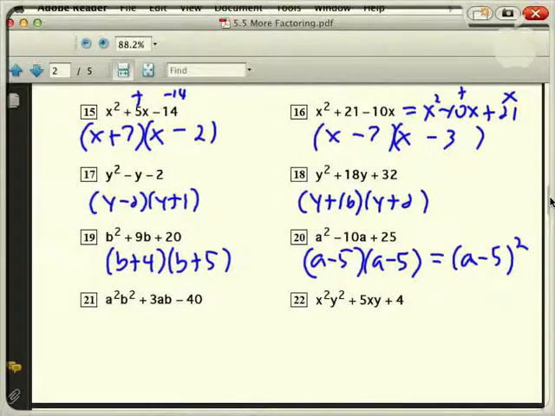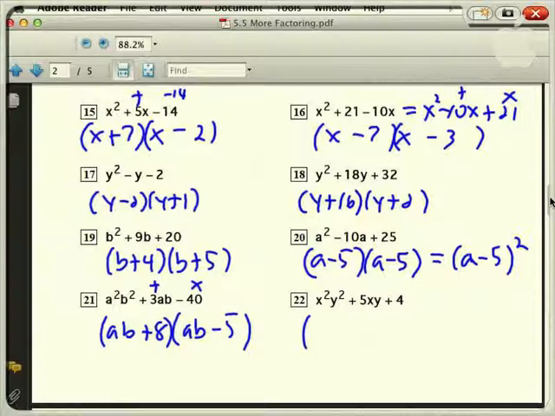In number 21, start it like this. Remember, we're looking for two numbers that add up to 3 and multiply to negative 40. So that would be plus 8 and minus 5. 22, we're looking for two numbers that add up to 5 and multiply to 4. So that would be plus 4 plus 1.